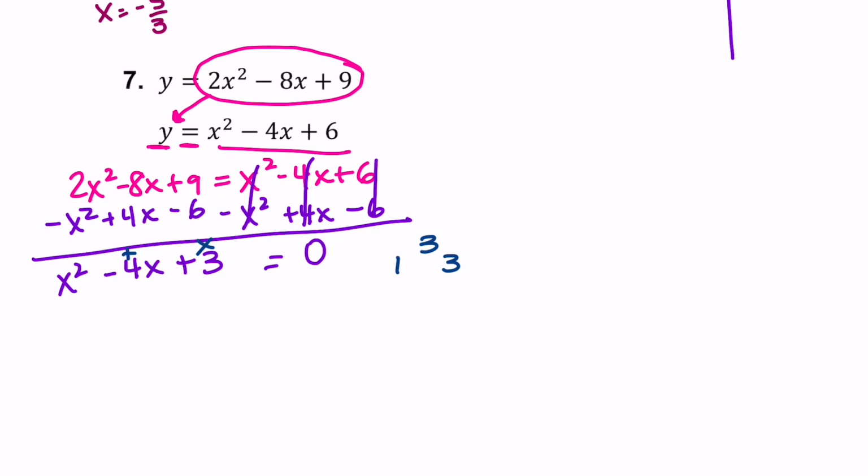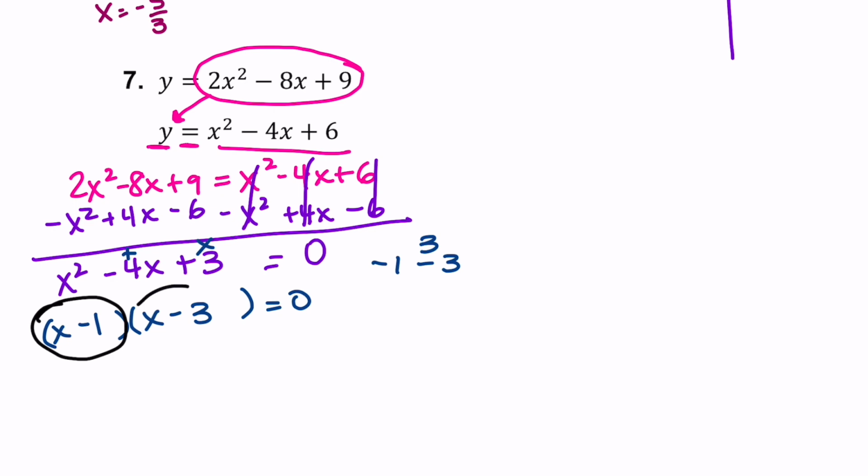So if I make them both negative, a negative 3 times a negative 1 is a positive 3, and a negative 3 plus a negative 1 is a negative 4. So those are going to be my two answers there. x minus 1 and x minus 3 equals 0.